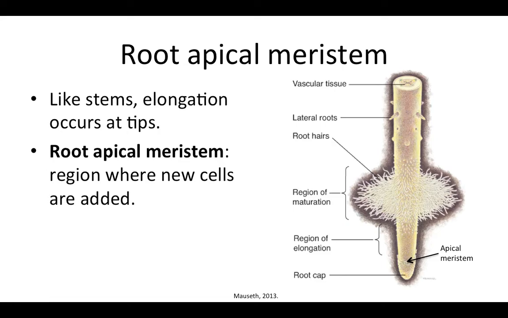So sometimes you'll see this abbreviated RAM for root apical meristem. New cells are made here, but they don't immediately get large. They initially stay small.